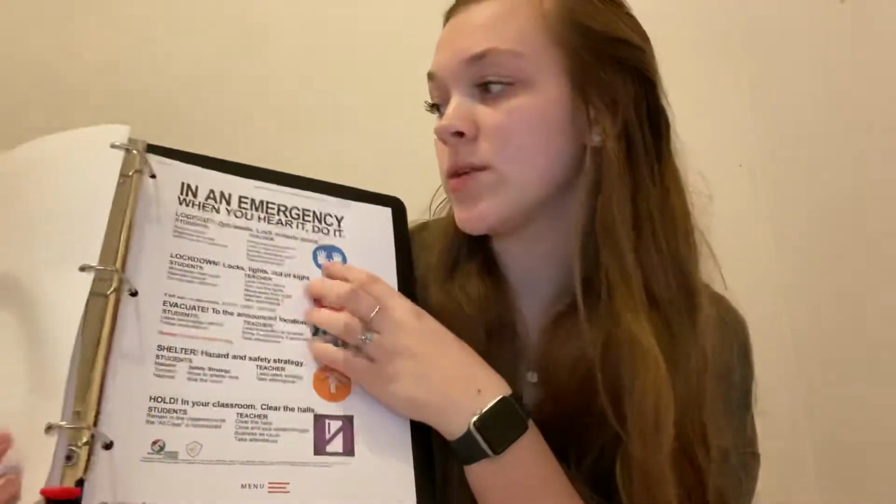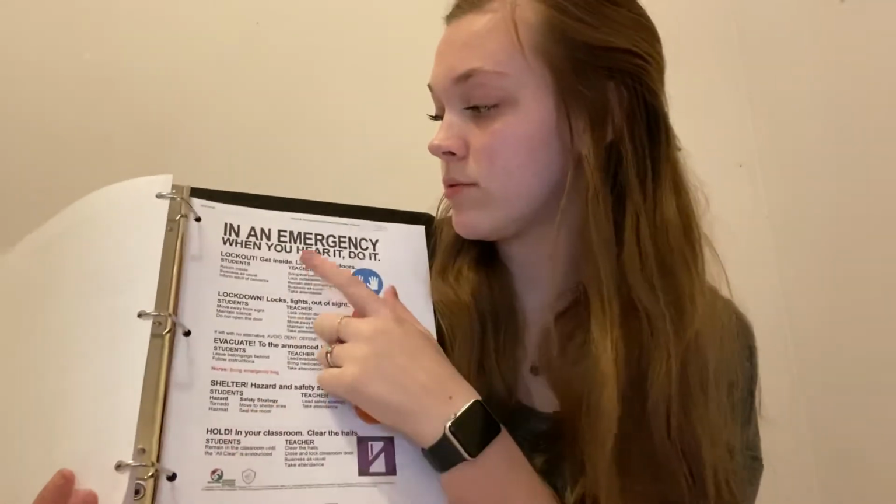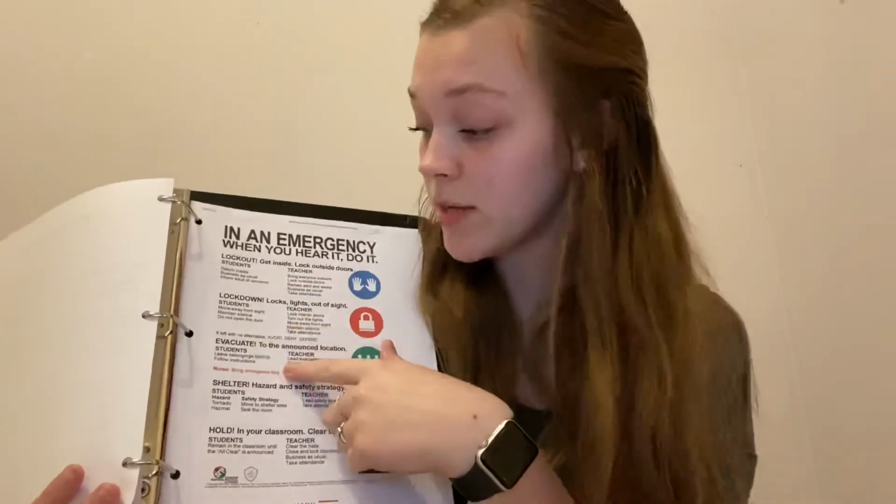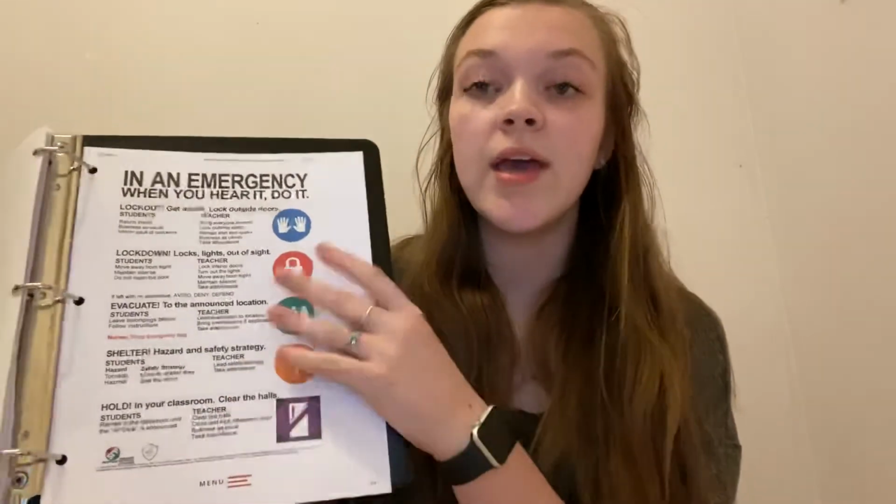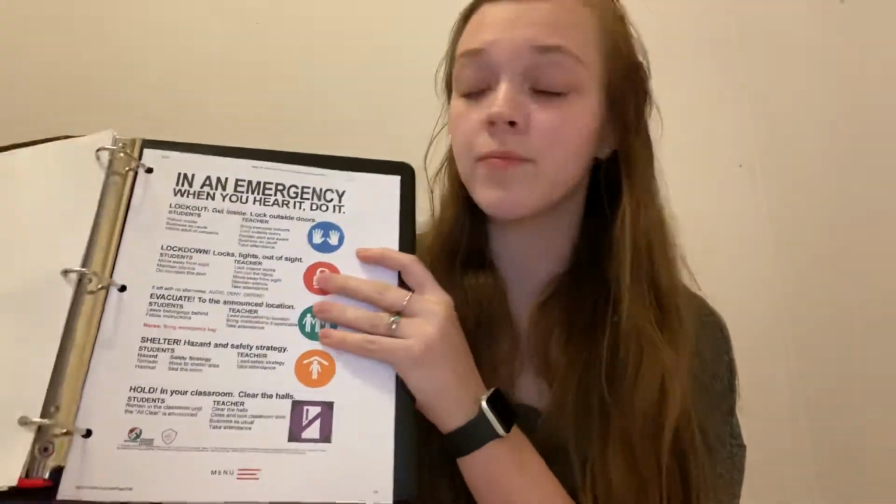And then after that, we have what to do in an emergency. So this is for lockout, lockdown, evacuation, sheltering for weather, and holding in the classroom. Anything they need to know about these emergency plans, it's here. And then I would also include a lesson. Obviously, this is needed. If I'm not there, kids have to learn something. So I would include a lesson for them.